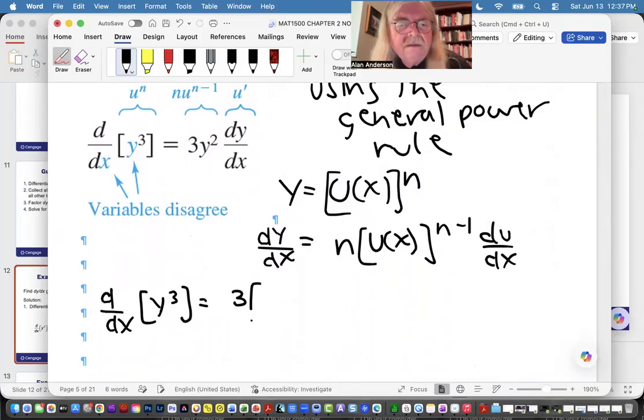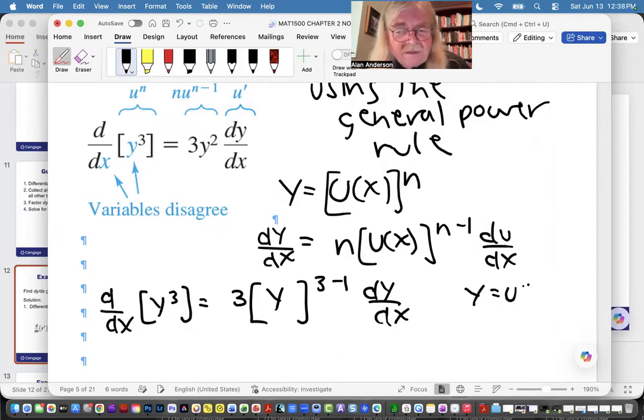3y cubed. Sorry, not y cubed. Let me move this out here. It's not 3, it's 2. It's 3 minus 1. Okay. So remember, we are assuming that y is a function of x, and therefore dy dx takes the place of du dx when we write out the general power rule.